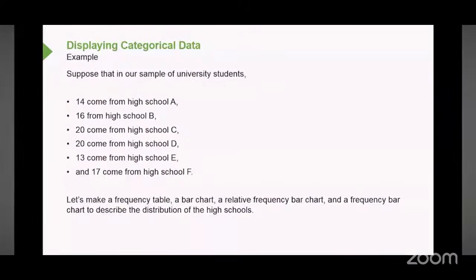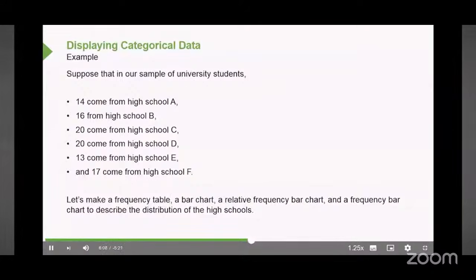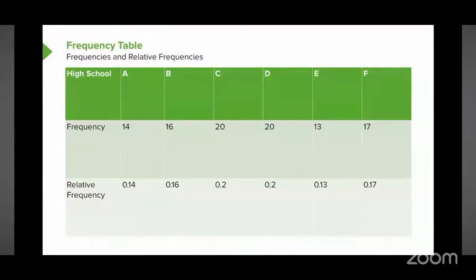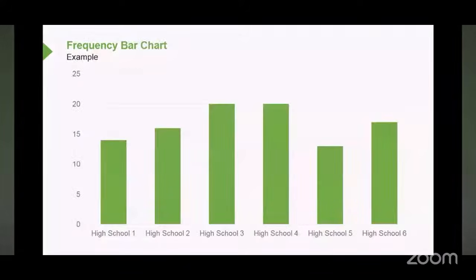And what we're going to do is make a frequency table, a bar chart, a relative frequency bar chart, a frequency bar chart, and a pie chart to describe the distribution of the high schools among our sample. So here's the frequency table. Across the top, you see all the categories, high school A, B, C, D, E, and F. We have the frequencies 14, 16, 20, 20, 13, and 17, and the corresponding relative frequencies 0.14, 0.16, 0.2, 0.2, 0.13, and 0.17. So what we see is we basically made a frequency table and a relative frequency table at the same time.